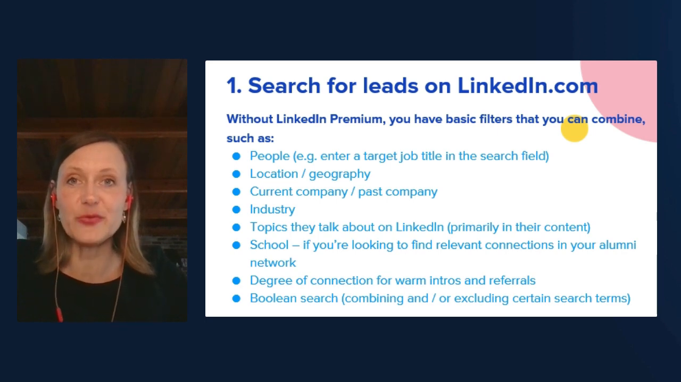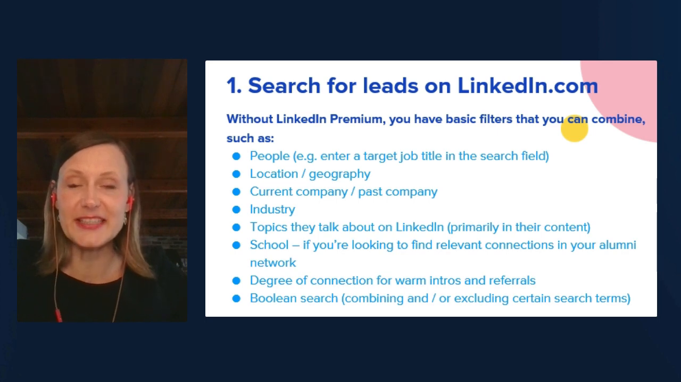Then you can combine that with a search by location, the company that they work for, or a company they have worked in the past, the industry, topics they talk about on LinkedIn, or their school if you are looking to find relevant connections in your alumni network. You can also filter by degree of connection. That means your first, second, or third degree connections, or find somebody else's connections from somebody in your network if you would like to ask for a warm introduction or referral.